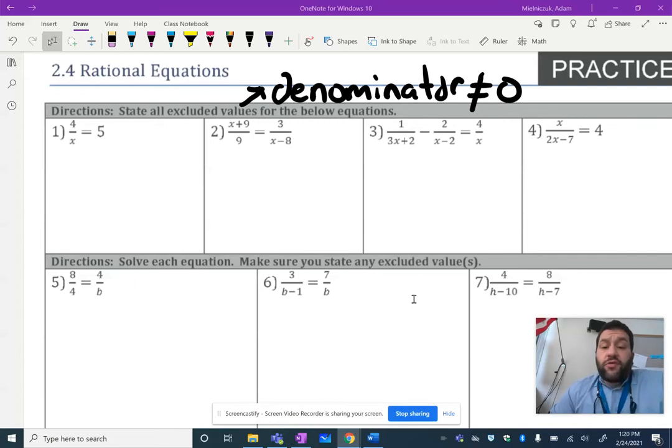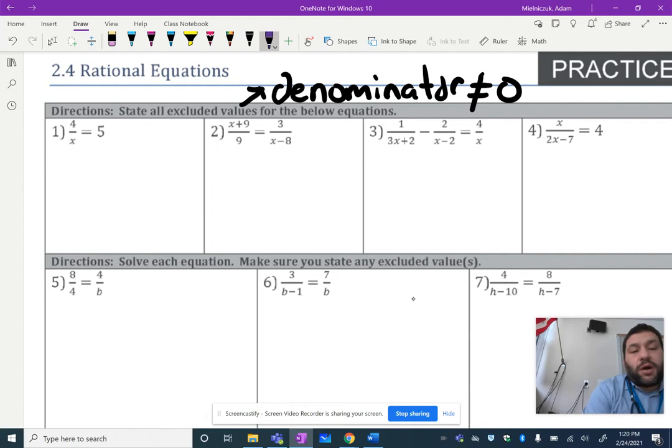All right, so for the first four, what we're doing is we're saying what values cannot be in this equation. So all of that comes down to the fact that your denominator cannot be a zero. Okay, because when you divide by, you just can't divide by zero. So that's what they're talking about.